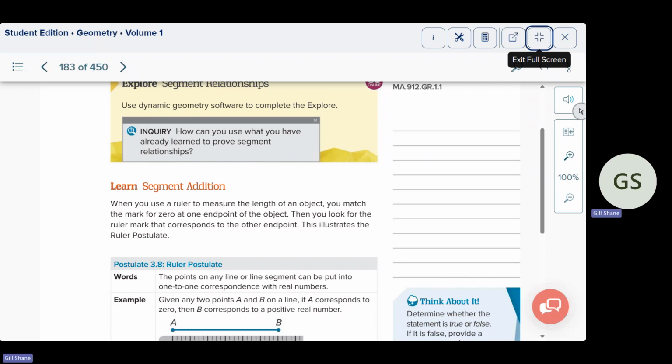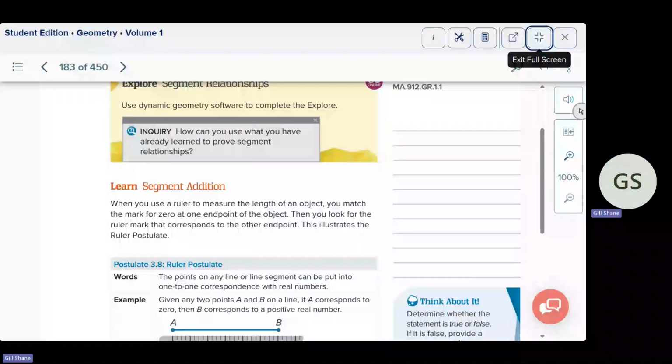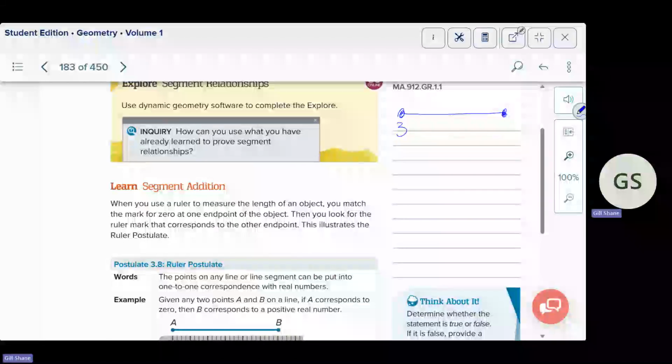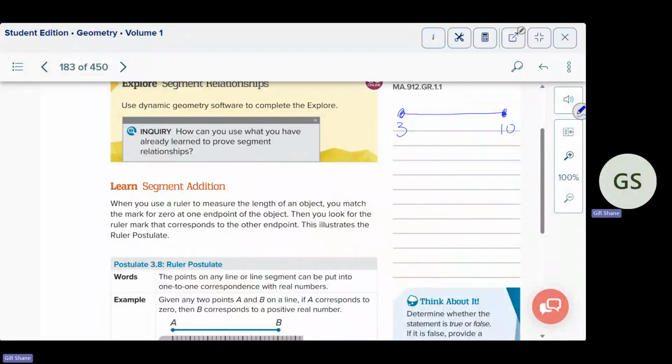All right. So we didn't really call this the rule or postulate, but we did it before. I'll just kind of write over here what we did. So we had a line segment. I said, well, if that line segment has endpoints of 3 and 10, how long is that line segment? That's really all the rule or postulate is.